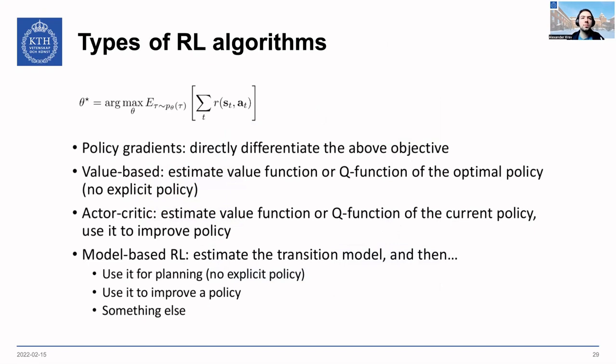The policy gradients, they directly perform the gradient ascent on this objective. So basically you have some rewards, you have some parameter theta, and then you just do the gradient ascent on that in order to increase the reward. So this, technically wise, it's probably the simplest method to look at.